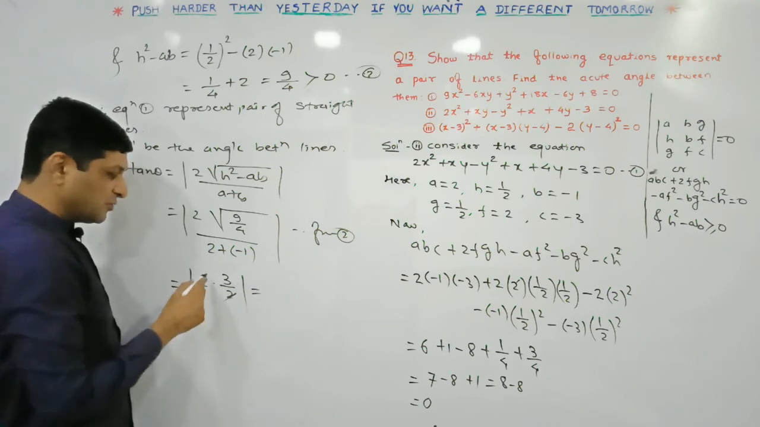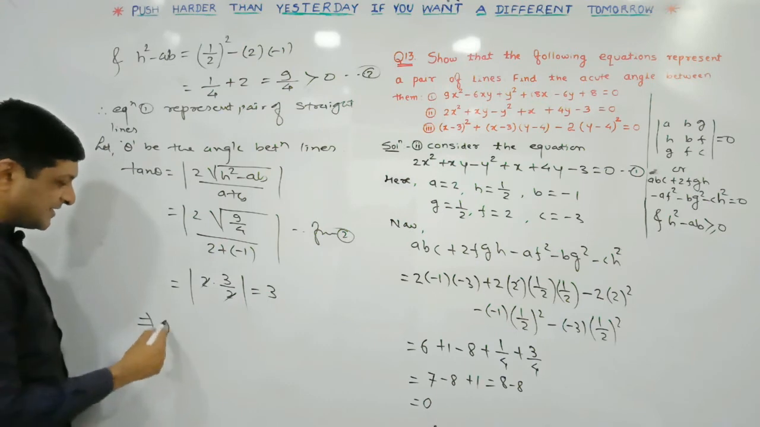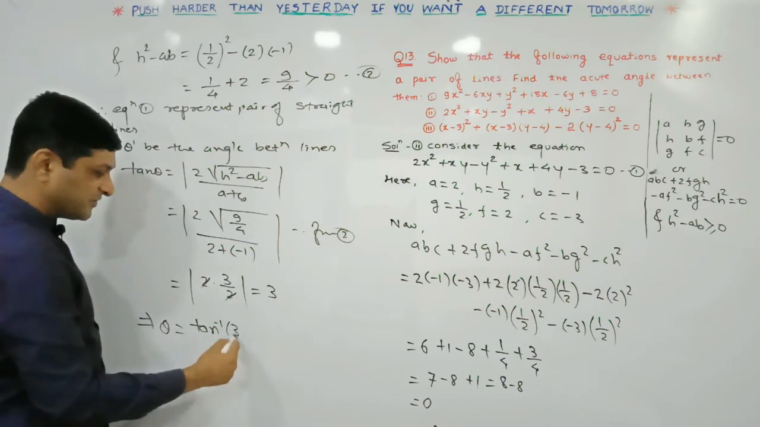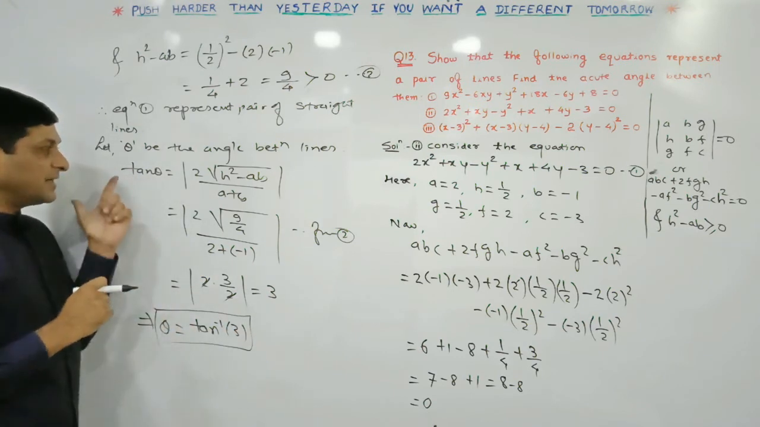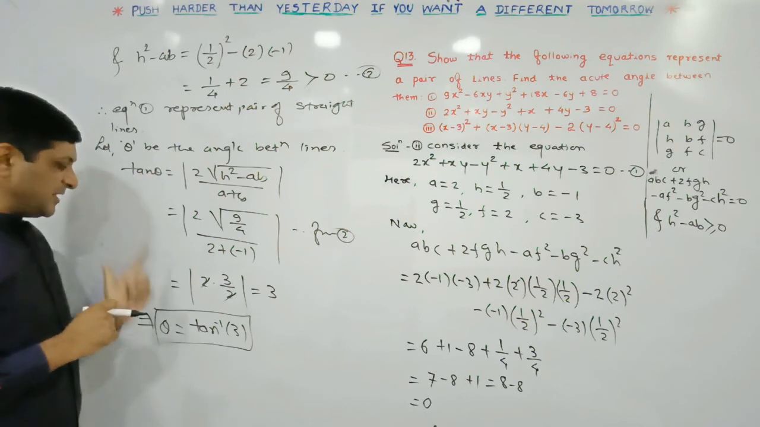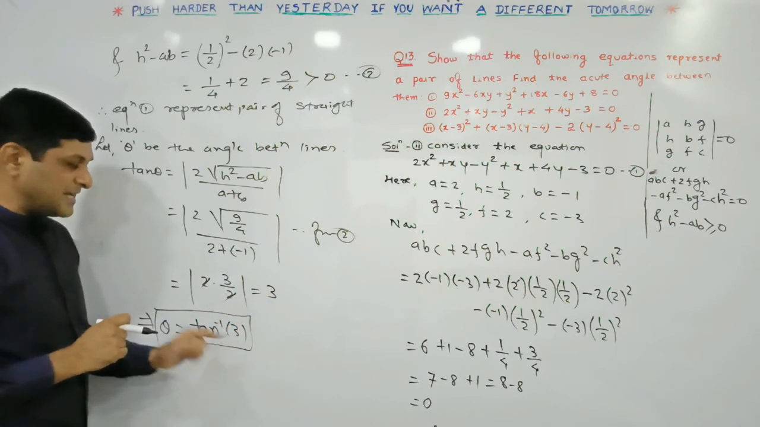So 2 will get cancelled, mod of 3 will be equal to 3, which implies that theta is equal to, take tan inverse, it will become tan inverse of 3. In other words, we can say that take tan inverse on both sides. If we take tan inverse on this side, tan inverse and tan will get cancelled, the remaining part is theta, and on this side if we take tan inverse we will get tan inverse of 3.